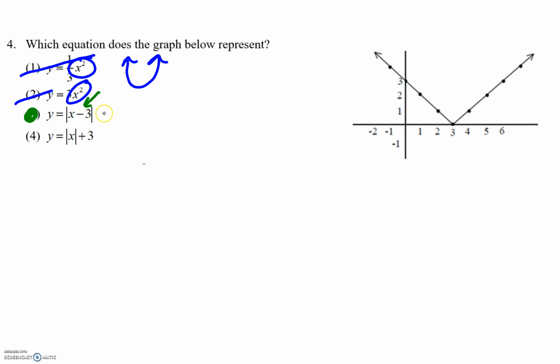If you are unsure if it was choice 3 or choice 4, just type it into the calculator, hit graph, and then you will see the correct picture that pops up.